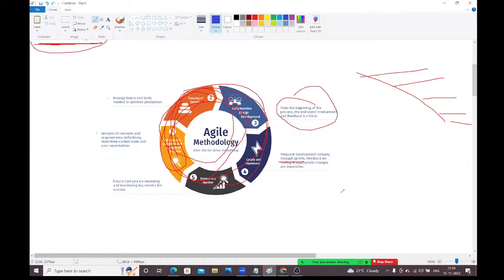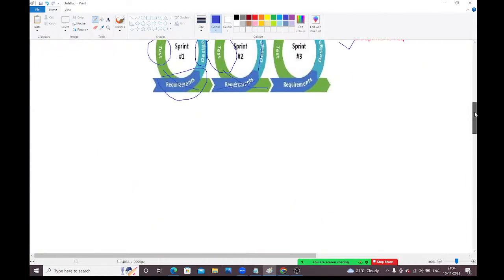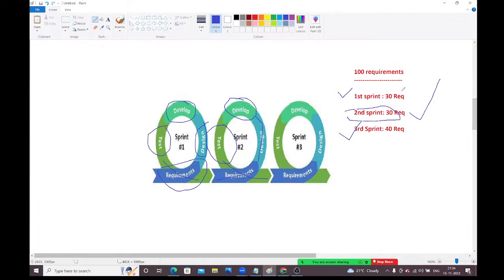One sprint is nothing but what, guys? A set of requirements. In each sprint, requirements are there. In the first sprint, 30 requirements are available. In the second sprint, 30 requirements are available. In the third sprint, 40 requirements are available. A sprint is nothing but a set of requirements. Dividing the project into multiple sprints is called sprint planning.